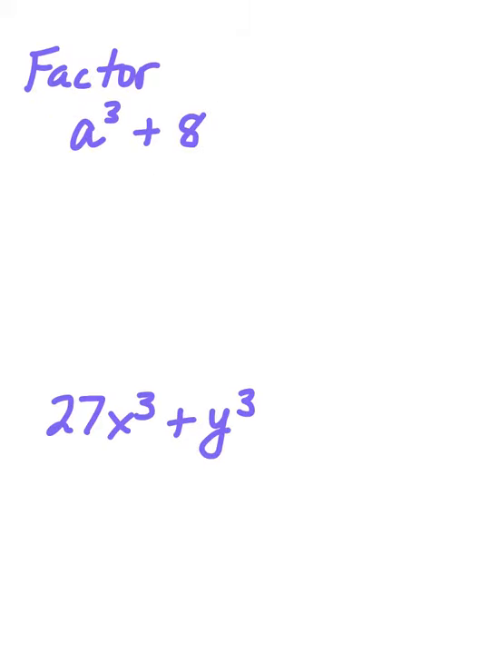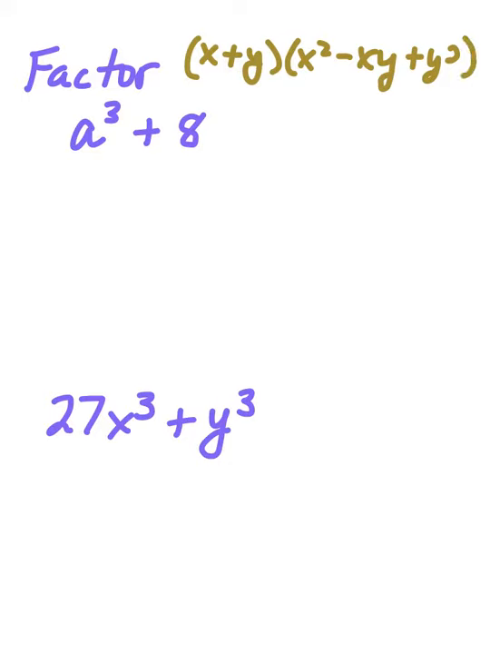So looking at this first example, if I'm factoring a cubed plus 8, I'll put the pattern up above here, and then we'll follow it. So remember, it would be x plus y for sum of two cubes, and then x squared minus xy plus y squared. So in this case, a is the x and 2 is the y, because 2 is the cube root of 8. So we're going to say a plus 2.